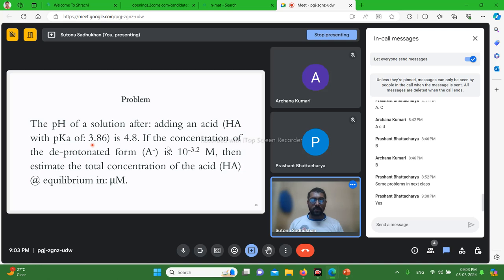So this is the last problem. I request both of you to bear with me. Do you know the formula for calculation of pH? If you know, then I will wait for you to calculate. If you don't know, I will just move on with the solution. Do you know or not? If you don't know, please comment or I'll move on with the solution.